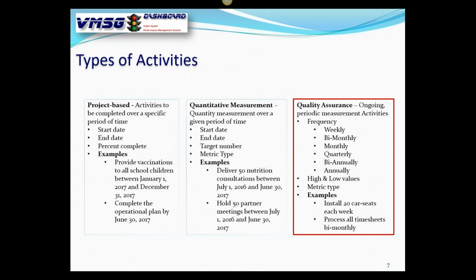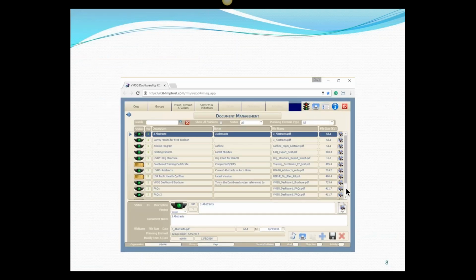QA activities is like the one we were just talking about with the car seats. It's a repeating activity. You select the frequency. And what that basically does is set those dates, beginning and ending dates for you automatically. So when Andrea goes in and updates the number of car seats installed every week, it's going to set it to the next week automatically, so it's already collecting new information. The high and the low value is that green and red line you saw on the chart, and the metric type would just be car seats installed. So lots of choices for activities in here as you're putting your plans together.